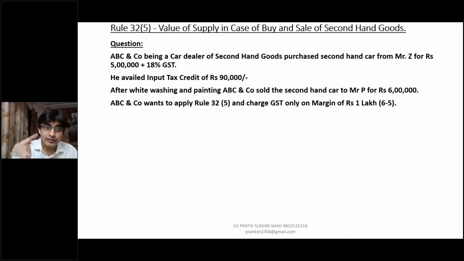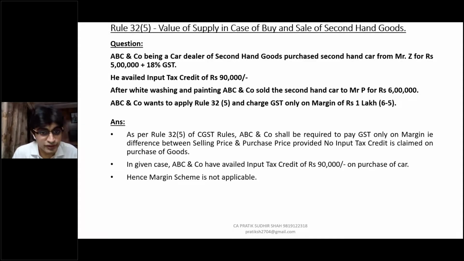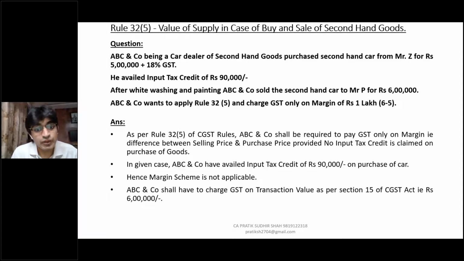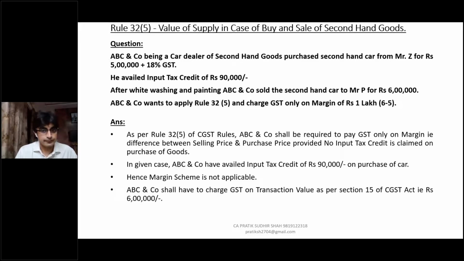No. Since he has availed ITC, GST shall be charged on entire value of 6 lakh rupees. So, यहाँ पे margin scheme नहीं चलेगा. He has availed ITC of 90,000 ना? So, margin scheme is not applicable. It will have to pay GST on transaction value of 6 lakh. Double benefit नहीं ले सकते. ठीक है? So, GST shall be applicable on total value of 6 lakh.